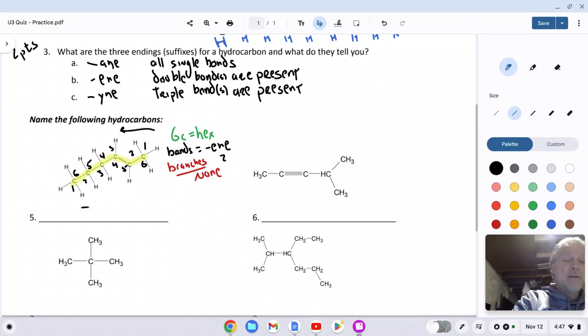So when I go to write this, it's going to be 2-hex, and the ending is going to be ene. So 2-hexene. And so that's the name for the first one.